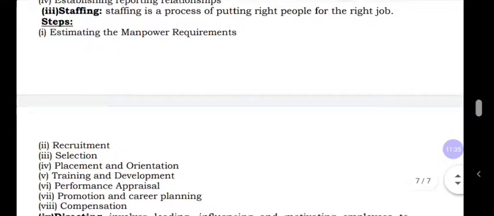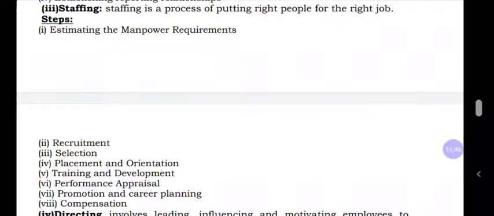And next one, staffing. Staffing is the process of putting the right people in the right job. After organizing, the manager or the organization has to put the person in the right job. Why are they going to put them? Because they have to reduce the wastage and increase the efficiency and effectiveness. With that they can easily achieve organizational goals. Here there are 8 steps. First one, estimating the manpower requirement. Second, recruitment, selection, placement and orientation, training and development, performance appraisal or performance evaluation, promotion and career planning, compensation. All these steps I will also explain in detail in the 6th chapter.